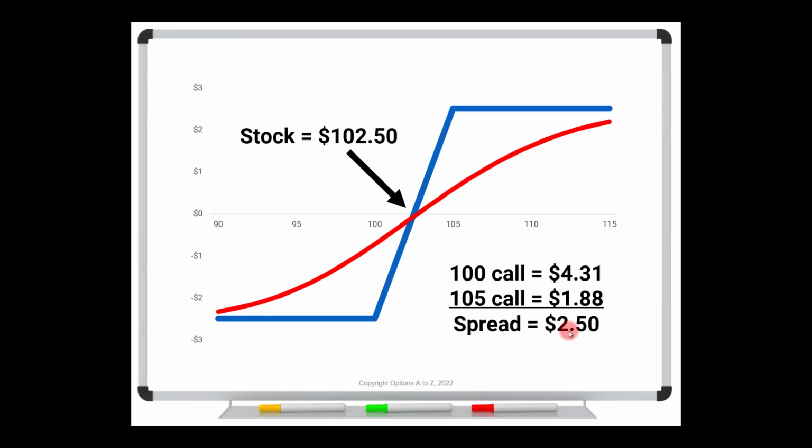And that's because if you remember from the video on premiums and discounts, we are buying this right at parity. We have $2.50 of intrinsic value, and that is exactly what we're paying for the spread. So in this case, we're not going to experience any time decay at all.